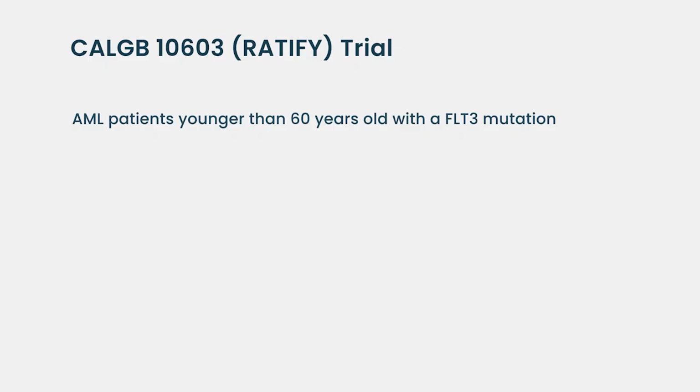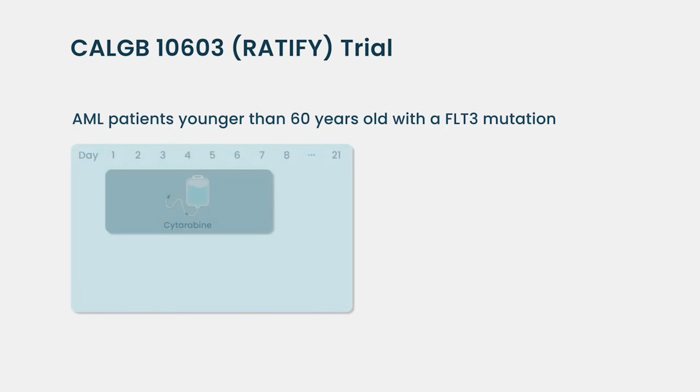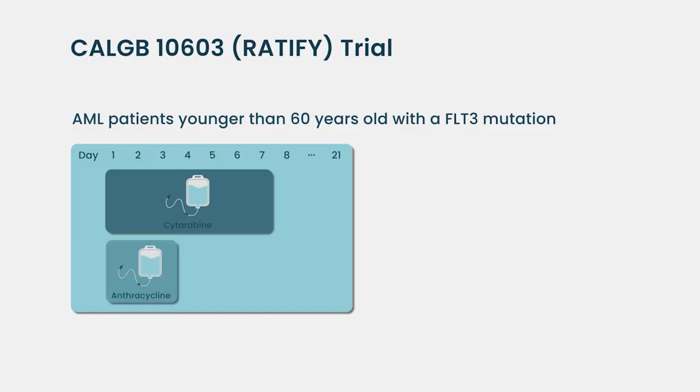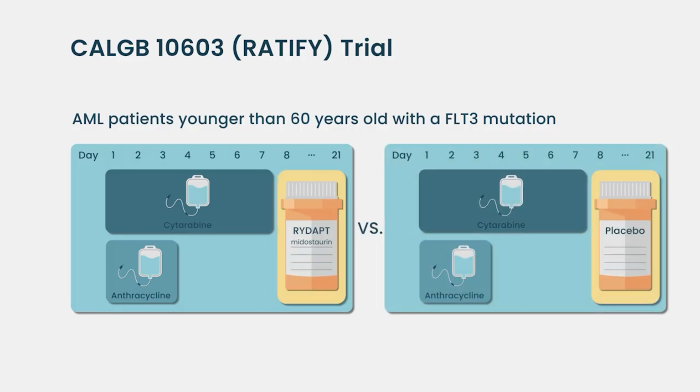What led to the approval was a randomized phase 3 study in which patients younger than 60 years of age who had a FLT3 mutation were randomized to receive intensive chemotherapy, which is standard of care, with 7 days of cytarabine and 3 days of an anthracycline. And patients were then given midostaurin versus placebo. So the comparison was 7 plus 3 plus midostaurin versus 7 plus 3 plus placebo.